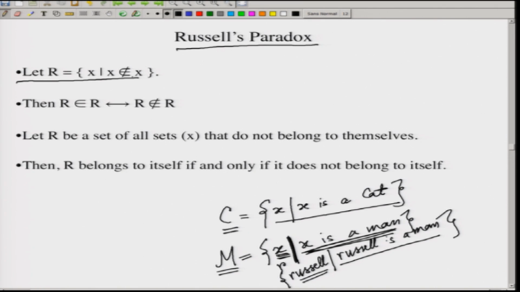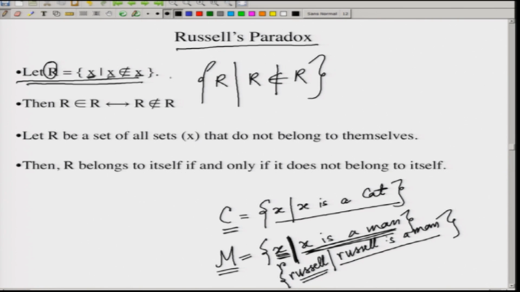Because nobody prevents me from writing a condition like this, Cantor never said that you cannot write a condition like this. But the problem then is whether this set R belongs to itself. So far it is fine that R is a set of all sets x such that x does not belong to itself. The problem is that R also is a set. So, if R is plugged in here, we get R does not belong to itself.